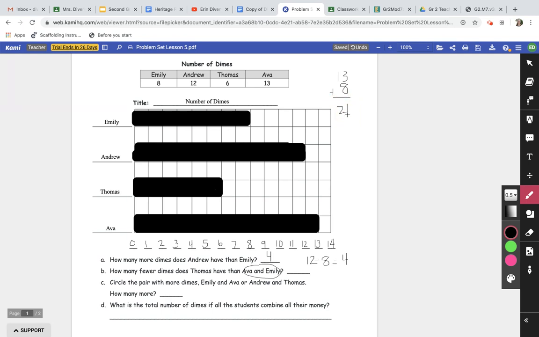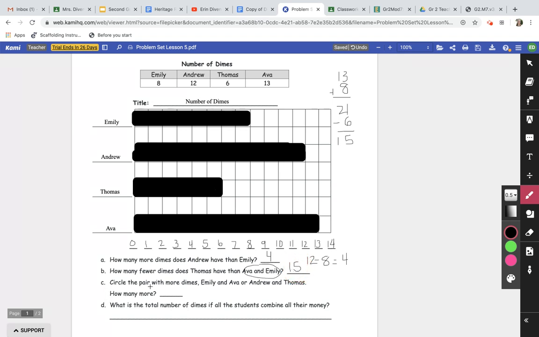Okay, and it's asking how many fewer dimes does Thomas have? So I'm going to just go ahead and continue to use this 21 that I already wrote to subtract to find the difference. So 21 minus 6 is going to give me 15. So I'll write my answer here.